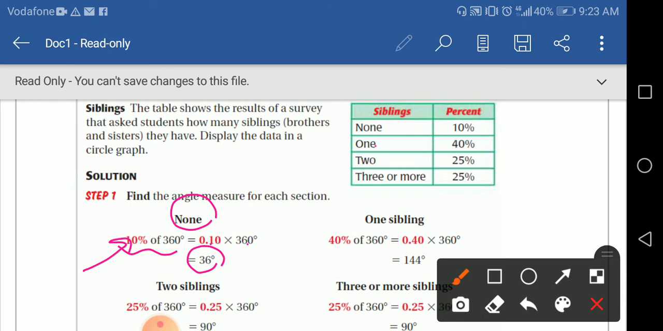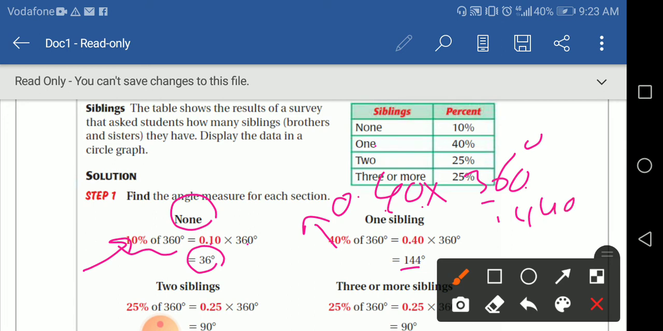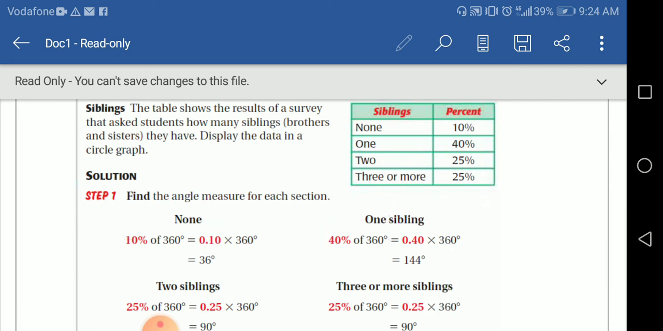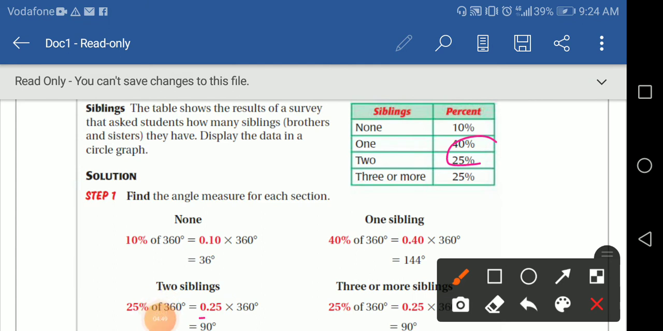What about the one sibling? It gives me 40%. It means what, guys? 0.40 multiplied by 360 degrees. So 36 times 4 gives me 144, and here we got the zeros. I will put 144, 0, 0. Then I move 2 decimal places. It will be 144. Then I got the two siblings, as you see here, 25%, 0.25 multiplied by the same 360.